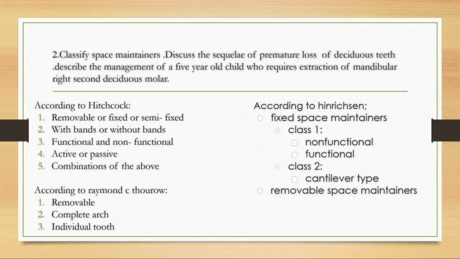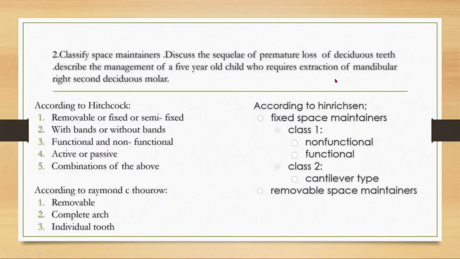Now we have the question of space maintenance. Classify space maintainers, then discuss the sequelae of premature loss of deciduous teeth and describe the management of a 5-year-old child. This is a very commonly asked question. The 5-year-old might become a 6-year-old, 7-year-old, 8-year-old, just to confuse you. So always expect a question like this.